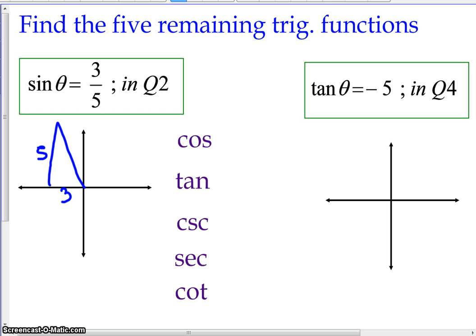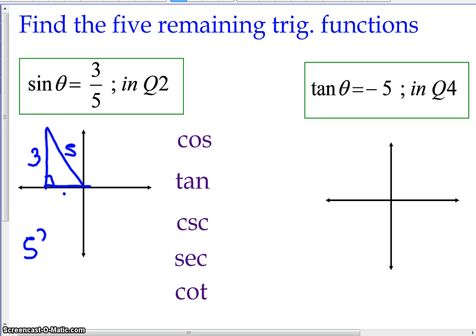And I messed it up. I did this last time. I apologize. I had the 3 and the 5. I'm going to redo this. All right. So I know I have a triangle here in quadrant 2. And I was told that the sine, however, is 3/5. The sine is opposite over hypotenuse, not opposite over adjacent. I apologize for that. So actually, I have to calculate what is that adjacent side.